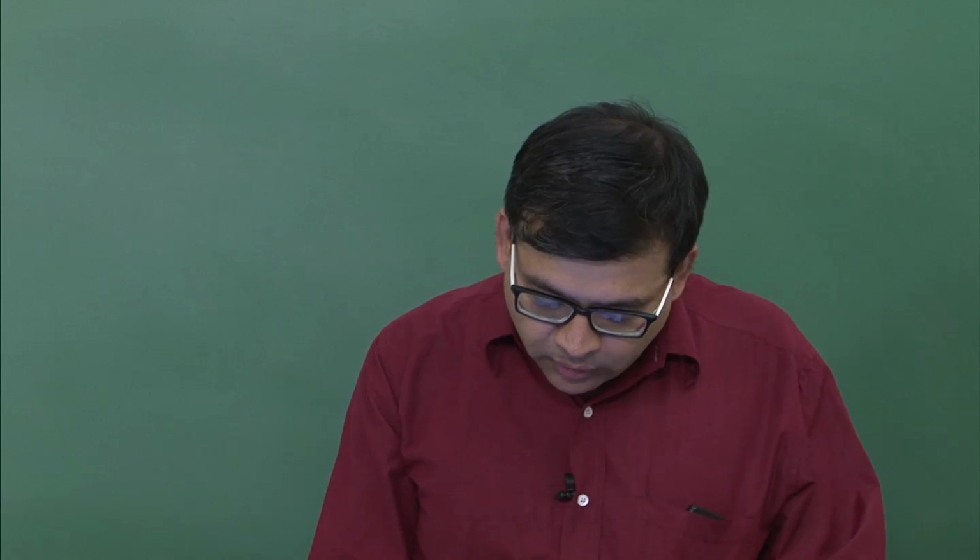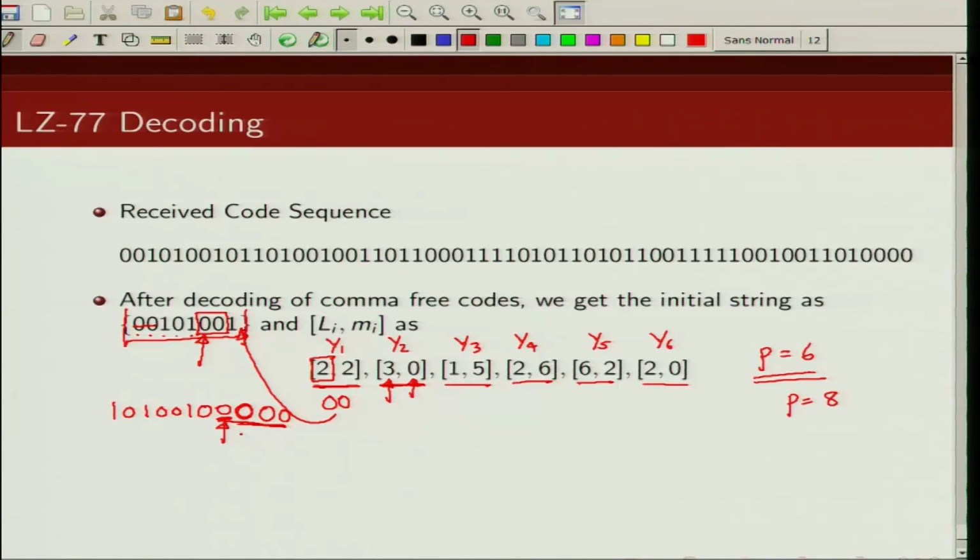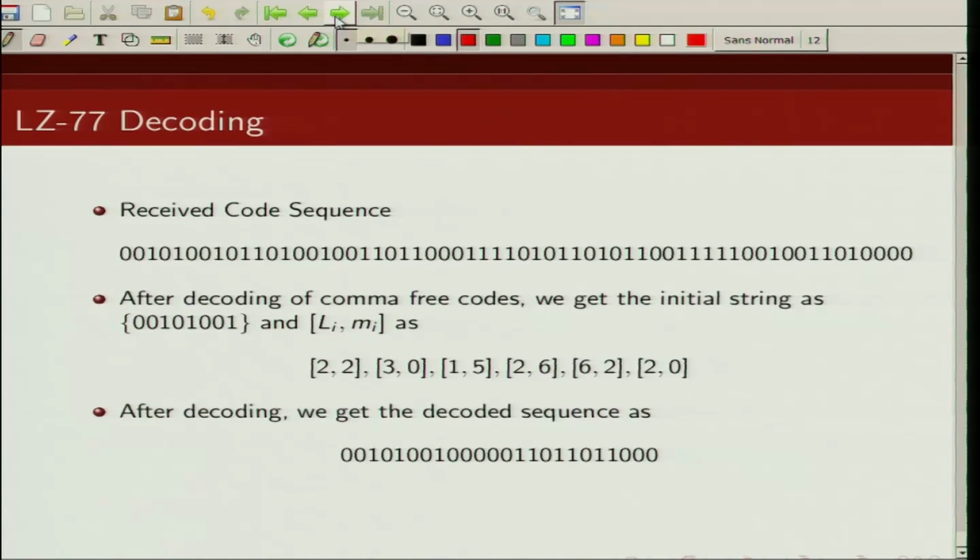Right? So we have found out that the string that is matched, y2, is 0 0 0. So what we need to do is append this new string to our dictionary and remove the 3 oldest entries. So this we continue essentially.